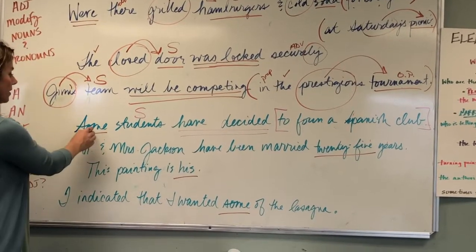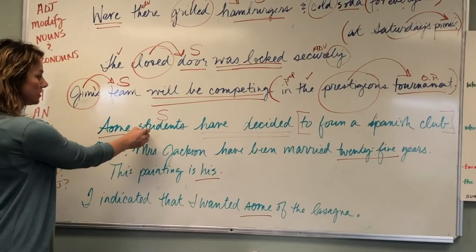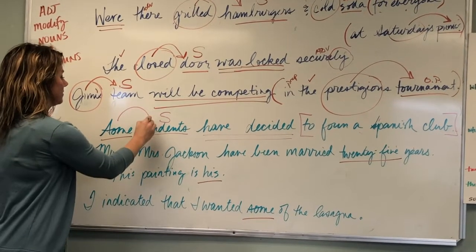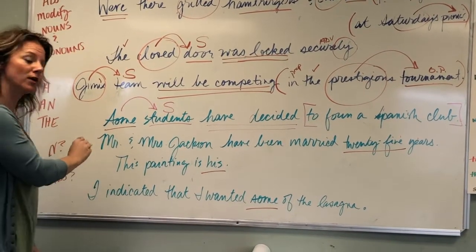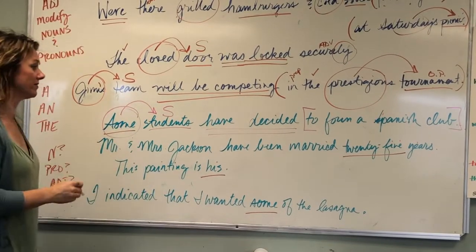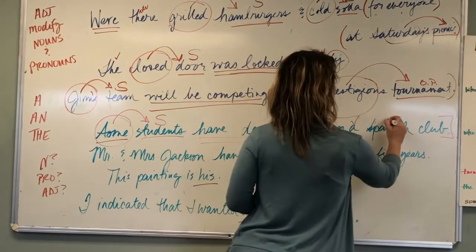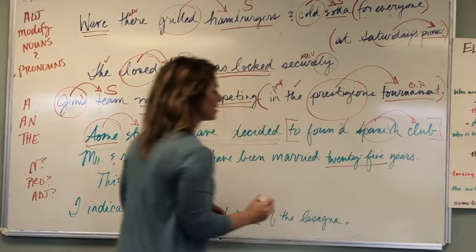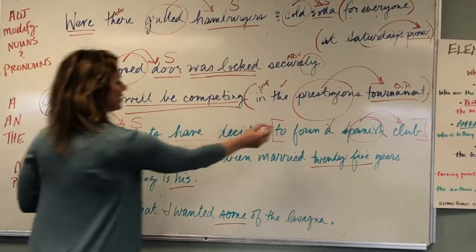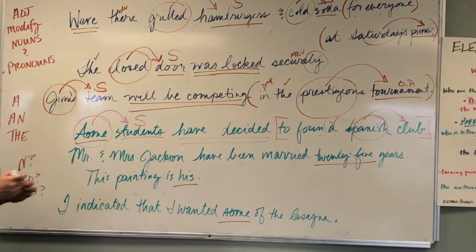So what's some doing there? It's followed by a noun, and so it is not functioning as a straight up pronoun, it's functioning as an adjective. And if you wanted to label the rest of this stuff, you've got a little article, what kind of club, a Spanish club, and then that's just your simple infinitive phrase.